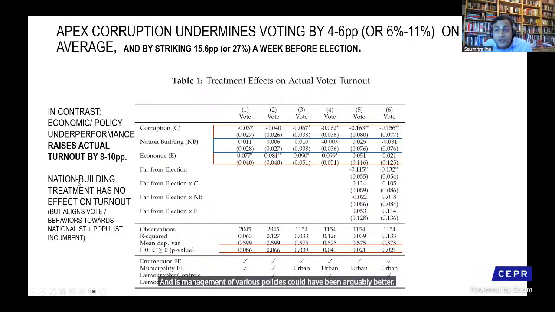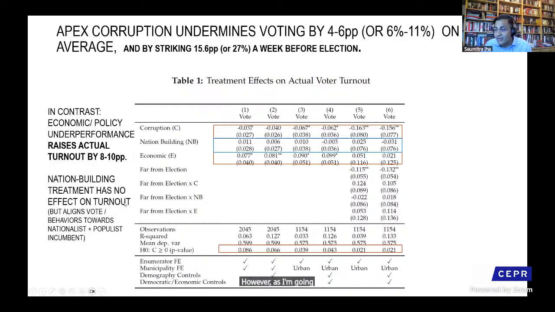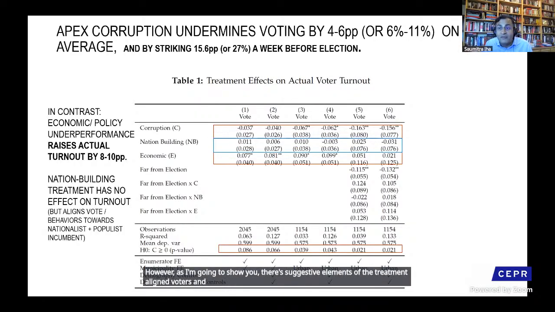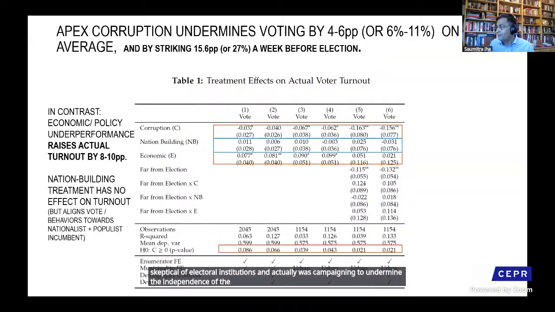The nation building treatment, despite our best efforts, actually had no effect on turnout whatsoever. You can see the effects are pretty precisely zero on voter turnout. However, as I'm going to show you, there are suggestive elements that the treatment aligned voters and behaviors towards the platform of the nationalist and populist incumbent, who was himself skeptical of electoral institutions and was actually campaigning to undermine the independence of the electoral authority.